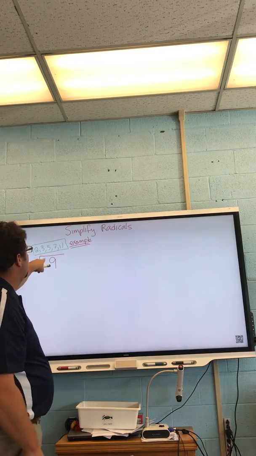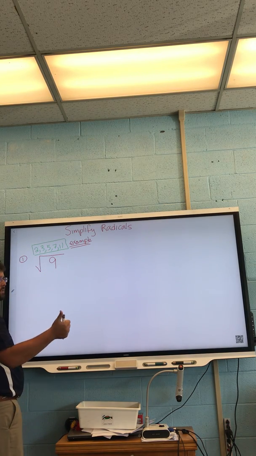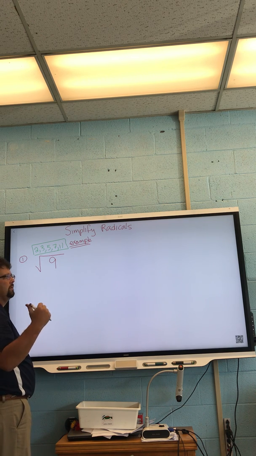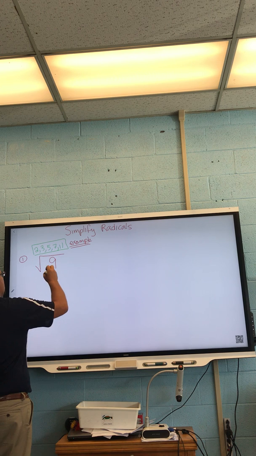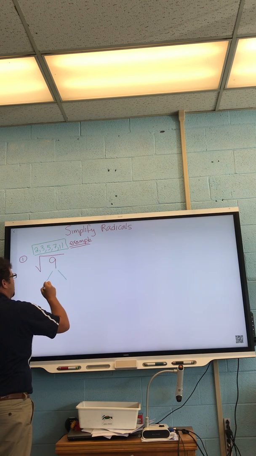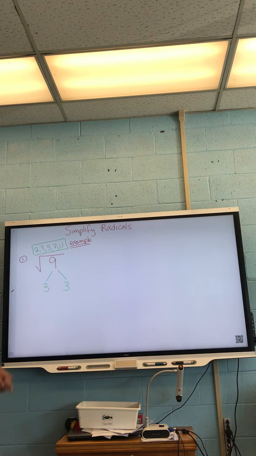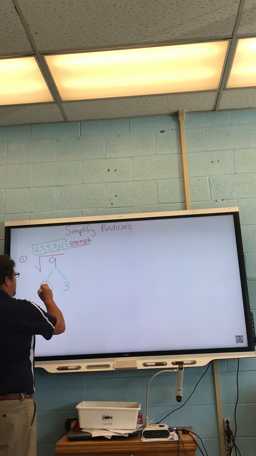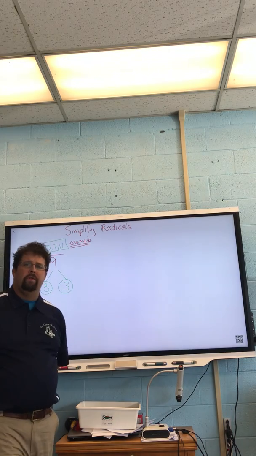The number 9, if we factor it, 2 does not work. 2 times 2 is 4, 2 times 3 is 6, 2 times 4 is 8, 10, so that doesn't work. But 3 does. 9 is going to be 3 times 3. Both of these are prime numbers, and there are 2 of them.